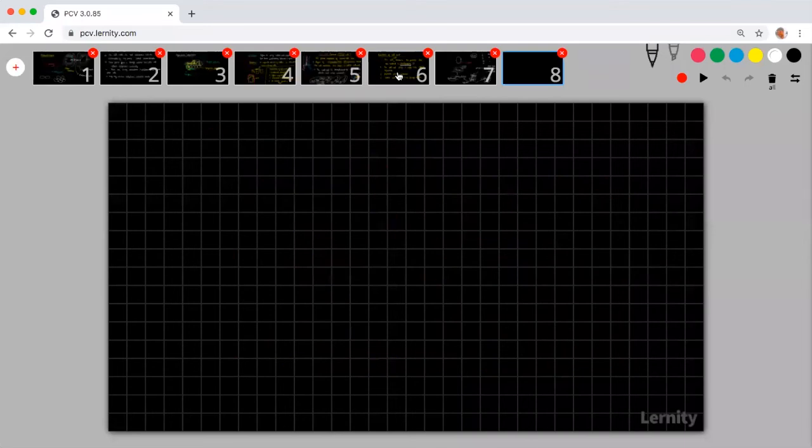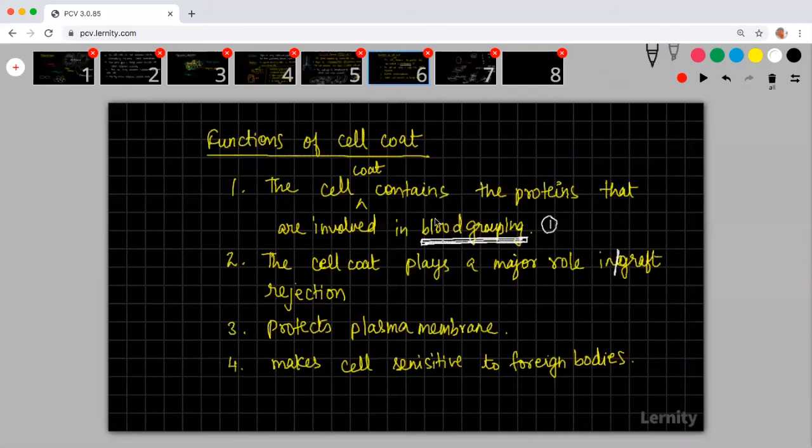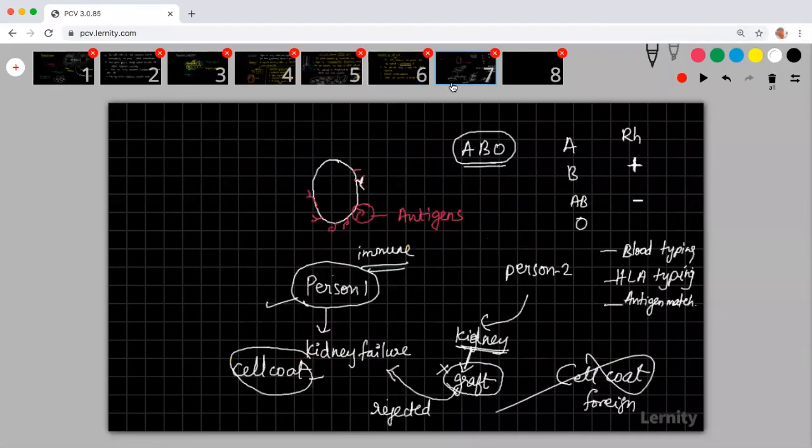Can you explain the first point? The first point is that the cell coat will contain proteins that are involved in blood grouping. Your cell coat will have different kinds of protein. Let us say that one of these proteins is A, one is B, and one is RH. Then the blood group is AB positive.